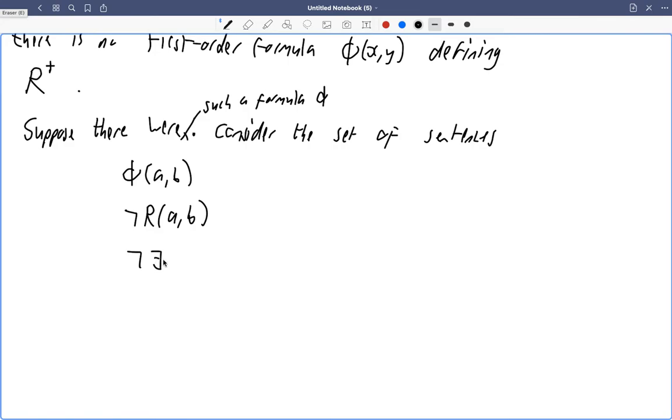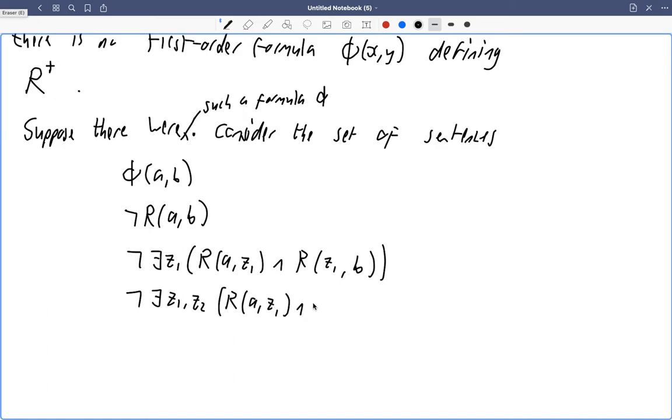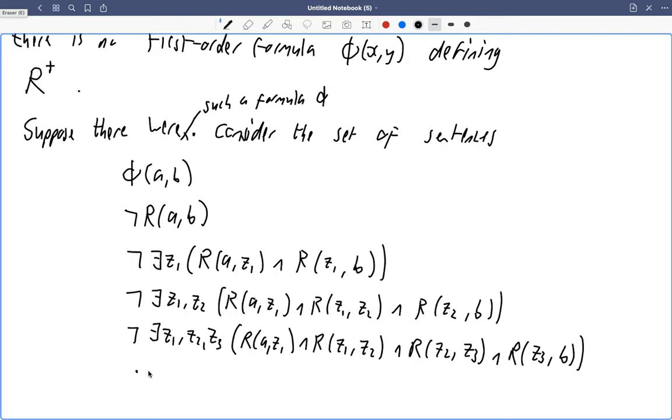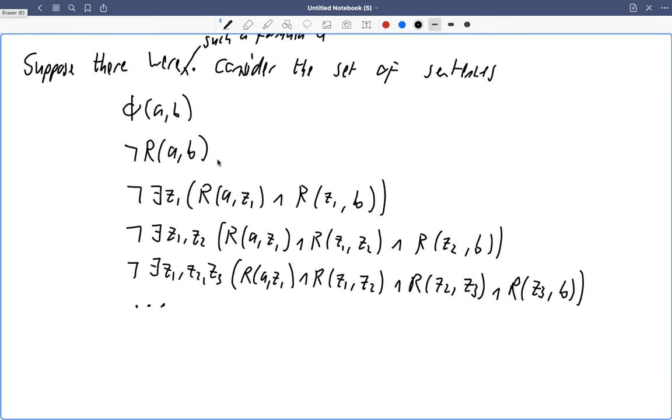And it's also not true that there exists a Z1 such that R A Z1 and R Z1 B. And it's also not true that there exist Z1, Z2 such that R A Z1 and R Z1 Z2 and R Z2 B. Let me just do one more: it's also not true that there exist Z1, Z2, Z3 such that R A Z1 and R Z1 Z2 and R Z2 Z3 and R Z3 B, and so on.